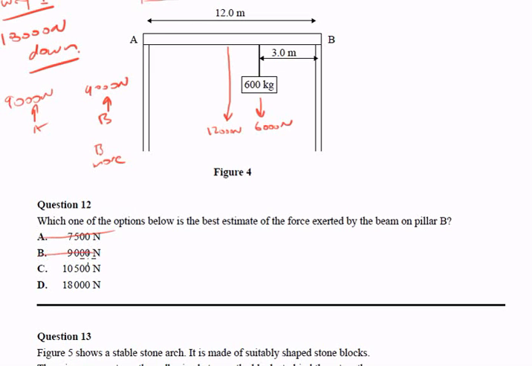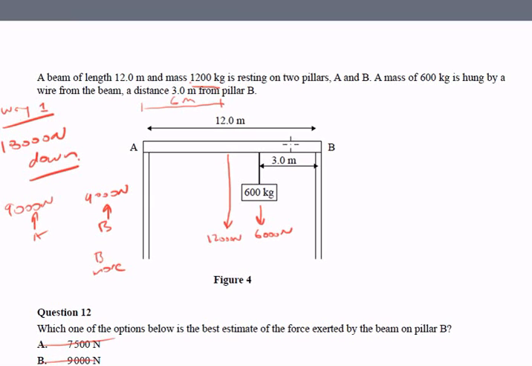Well, not A, not B. It's either C or D. Let's have a look again. 18,000, that's the total newtons down. B's not going to have all of it. A's going to have at least some of it. So the answer must be C. That's Paul's method. That only works if there's one answer that's correct. But it's a quick way of rushing through these torque questions.